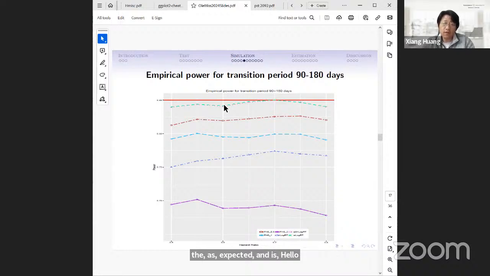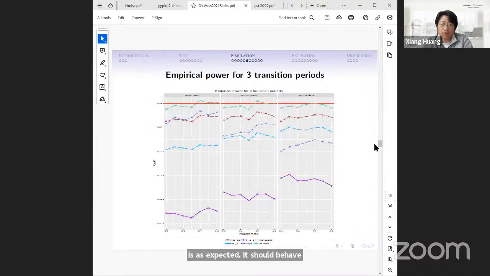That is because we know the true case. The transition period is 90 to 180. So the simulation data is generated in this way, and then we use the correct method. So this is as expected. It should behave more powerfully than other tests.